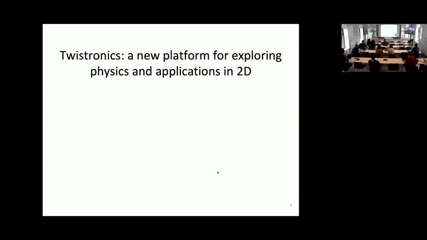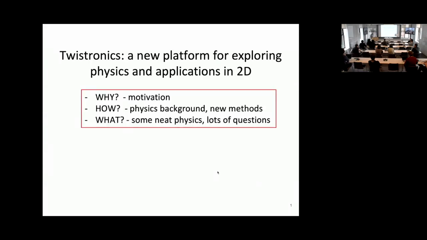So I'm going to tell you about Twistronics, a new platform for exploring physics and applications in 2 dimensions. And I'll try to give a fairly broad, high-level presentation without too much detail, but I hope there's enough there also for the experts to be interesting.